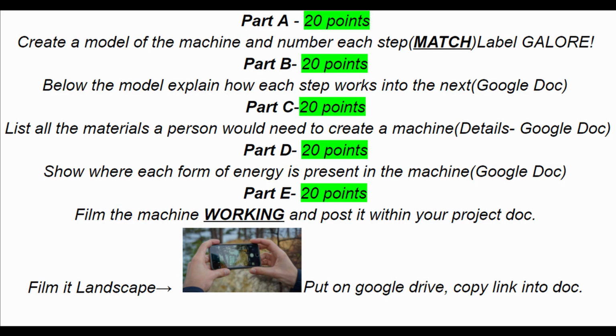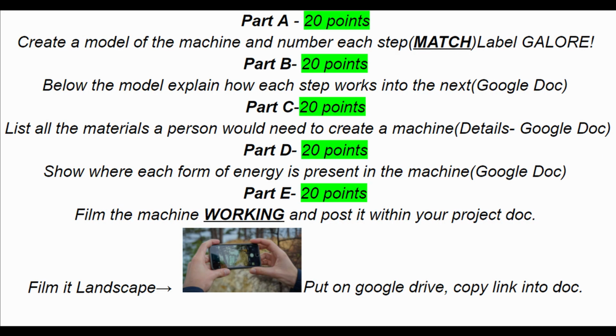Your model has to match your RUBE Goldberg machine, which means if there's a part that didn't work out that well, then you have to go back to the drawing board and change your blueprint. It's the design process. Part B, label the model explaining how each step works and goes into the next step. This is all going to be done in the same Google Doc.